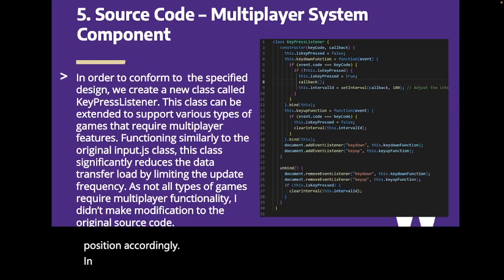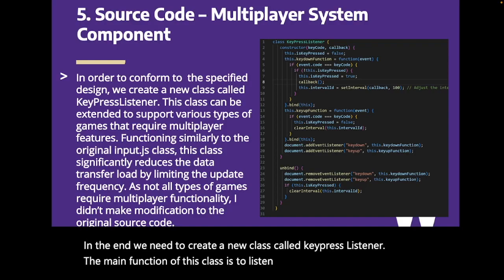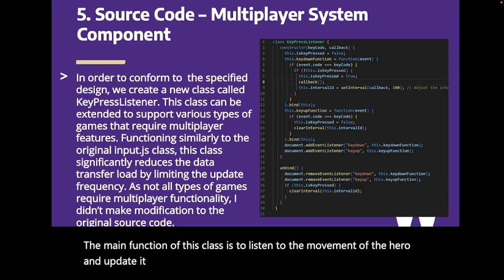In the end, we need to create a new class called KeyPressListener. The main function of this class is to listen to the movement of the hero and update it in the database in real time.